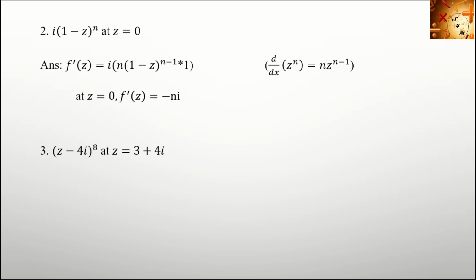Next problem, the function is z minus 4i whole power 8 at the point z equal to 3 plus 4i. Here also the derivative is 8 into z minus 4i whole power 7, and put z equal to 3 plus 4i, and on simplification we get the value as 17496. So these are the concepts of limit, continuity and differentiability of the complex function.